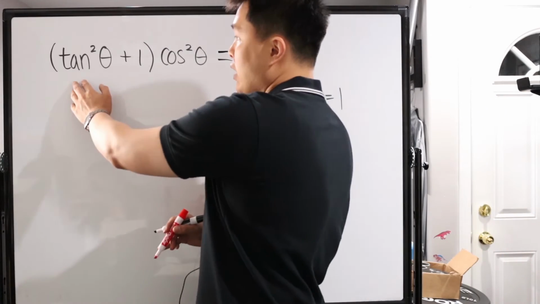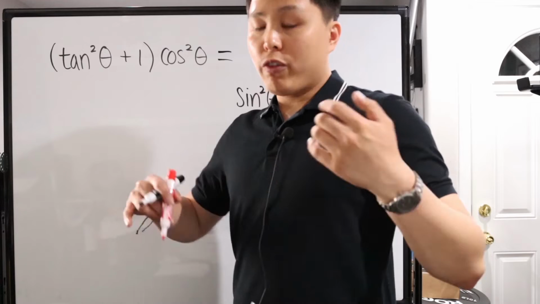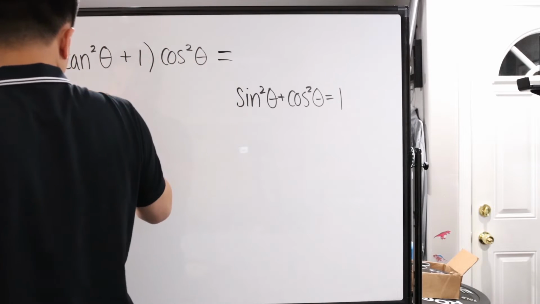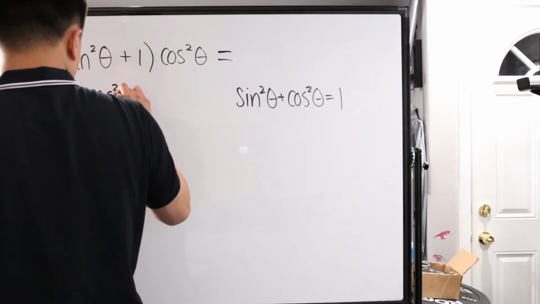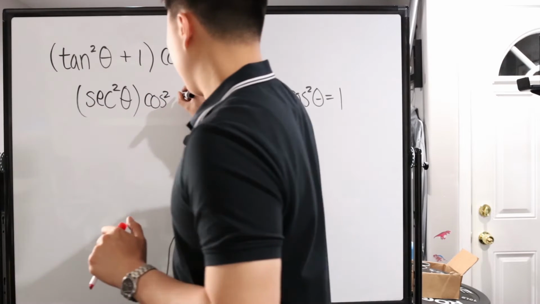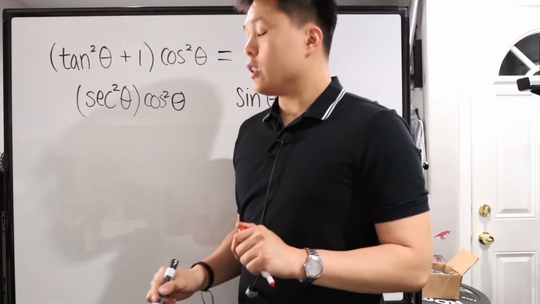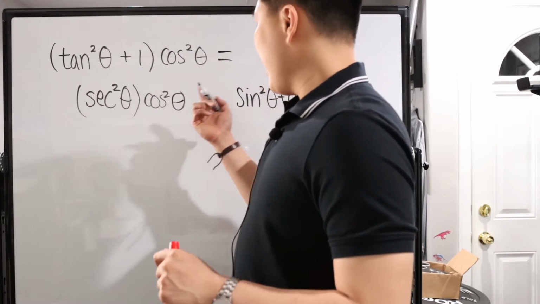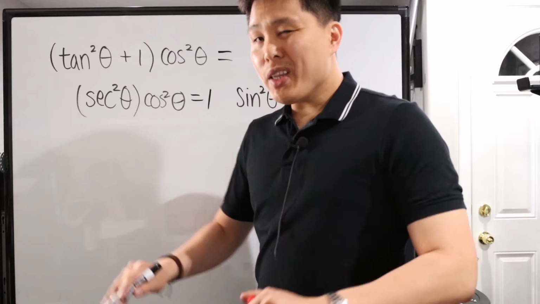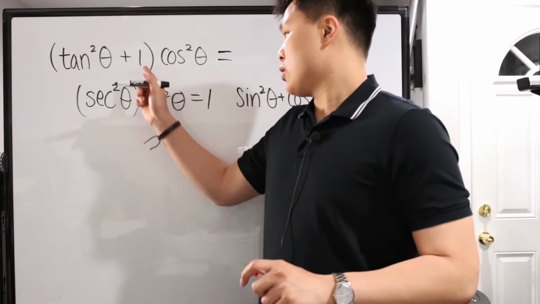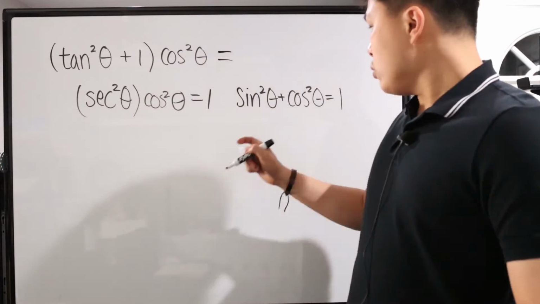Like for example, tangent squared theta plus 1, if you memorize the fact that it equals secant squared theta, so secant squared theta times cosine squared theta. And we know that secant squared theta is just 1 over cosine squared theta. It will cancel out and it'll equal 1. But let's just say we didn't know that. We didn't know that tangent squared theta plus 1 equals secant squared theta. But we do know this.